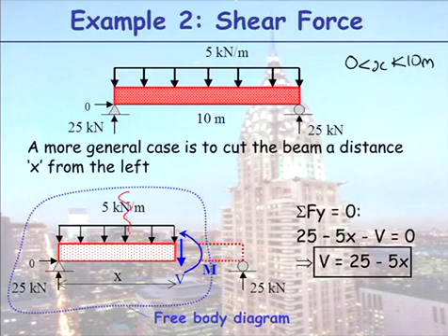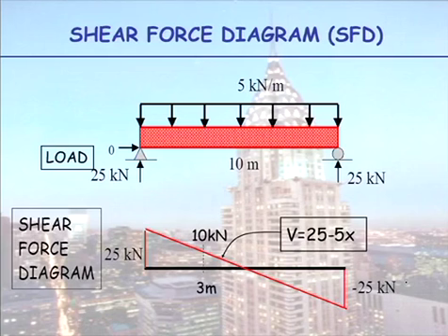So we're saying the total load down here is now 5x. So when I now look at equilibrium in the y direction, I have my 25 reaction up, my loading down, 5x minus v equals 0, and you can see now I have a mathematical expression for my shear force. So I don't have to bother calculating at 1 metre, 2 metre, 3 metre, 4 metre, 5 metre. I've come up with a mathematical expression, and if I plot that, it plots as this linear varying line.